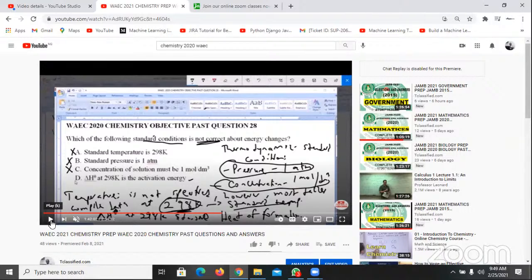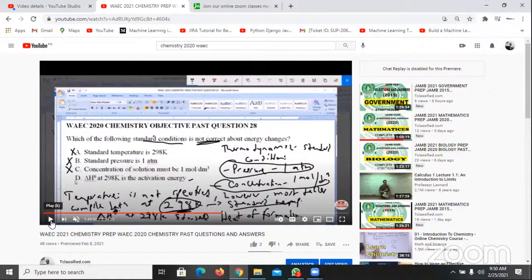Okay. Standard pressure. If it's 60, 70, all together, then you go by the number of courses you multiply the number of courses.